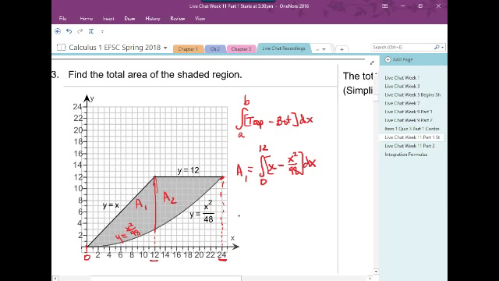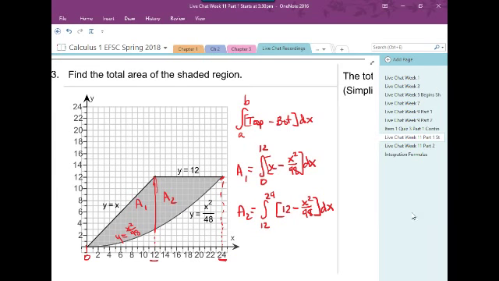The second area you're going to find by taking the integral, always smallest to largest, left to right, 12 to 24. And again, top minus bottom. So in this case, it would be 12 minus x squared over 48 dx.